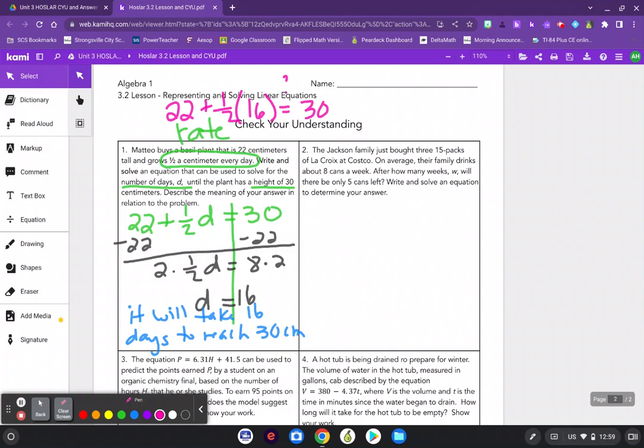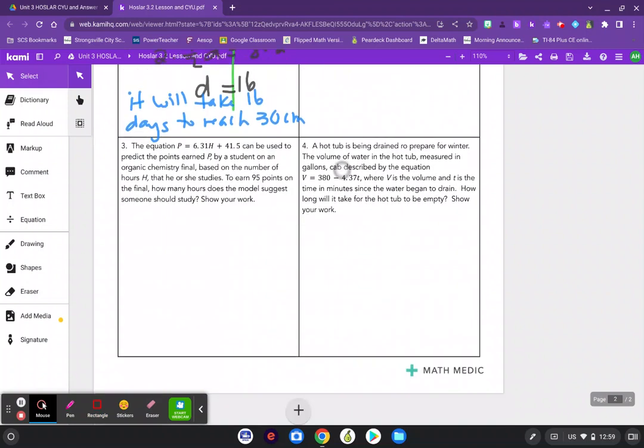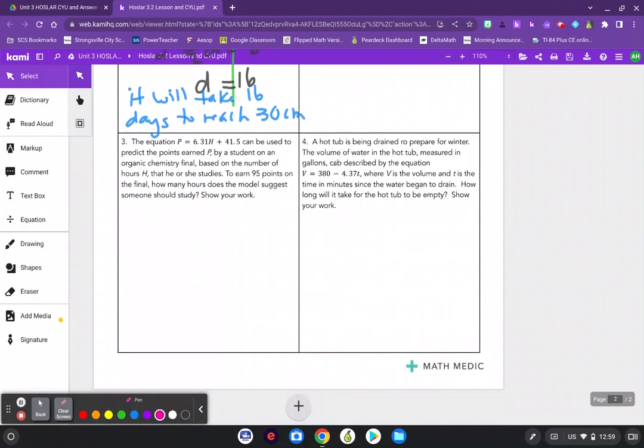So I would like you to take a look at problem 2. I'm going to do problem 3 with you. The equation P equals 6.31H plus 41.5 can be used to predict the points earned P by a student on an organic chemistry final based on the number of hours H that he or she studies. To earn 95 points on the final, how many hours does the model suggest someone should study?